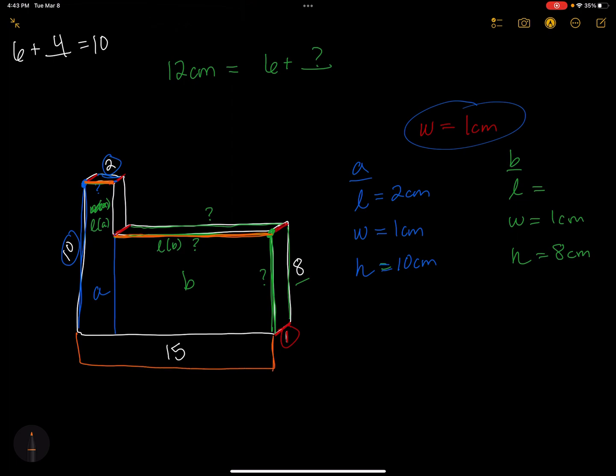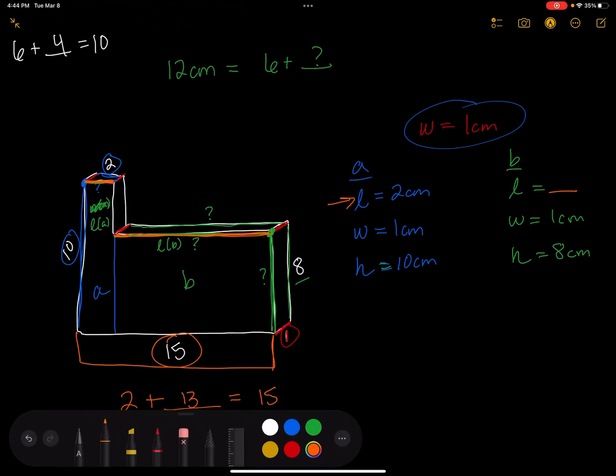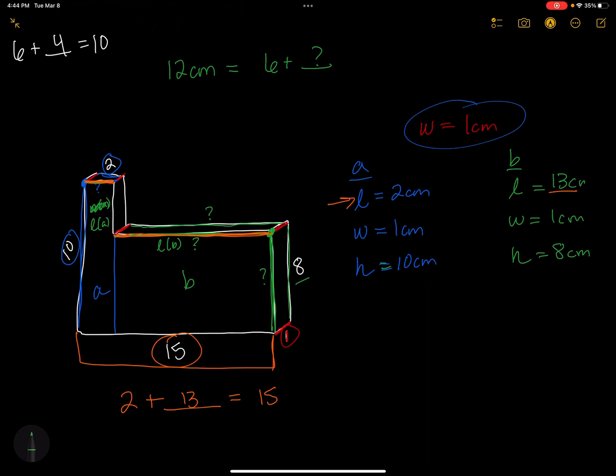So we know the length of A, we already have it. The length of A is 2, plus the length of B, we don't know that yet, we're trying to find it, but we know the total equals 15. 2 plus what equals 15? Well, 2 plus 13 equals 15. So now we have the length of B, which is 13 centimeters. There we go. Breaking that apart.